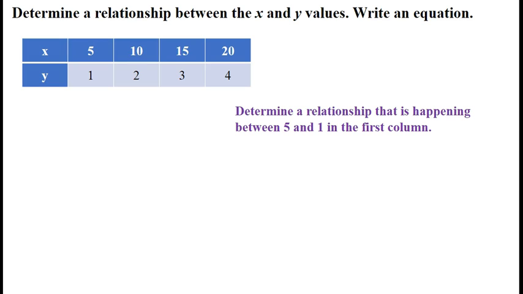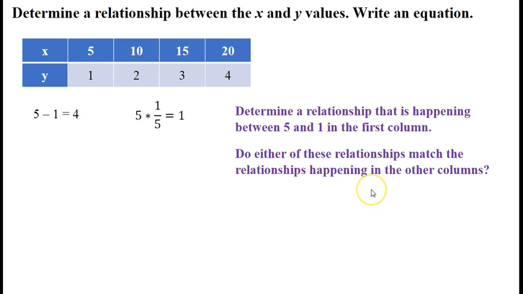And I can easily spot two different things that we could say is happening. We could say that 1 is being subtracted from 5, so 5 minus 1 equals 4. And we could also say that 5 times 1/5 is 1, because 1/5 of 5 is equal to 1. So those are two different relationships that are happening there. But we are looking for the same relationship to be happening in every single column here.